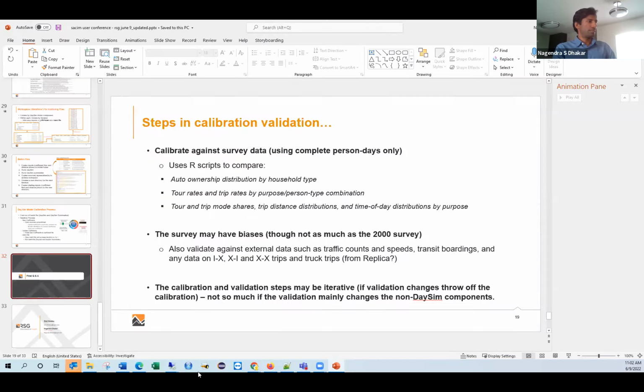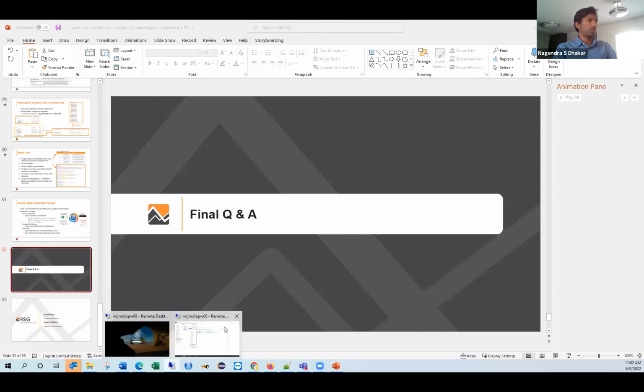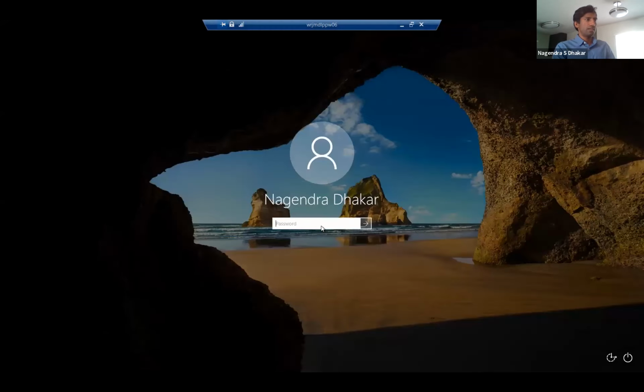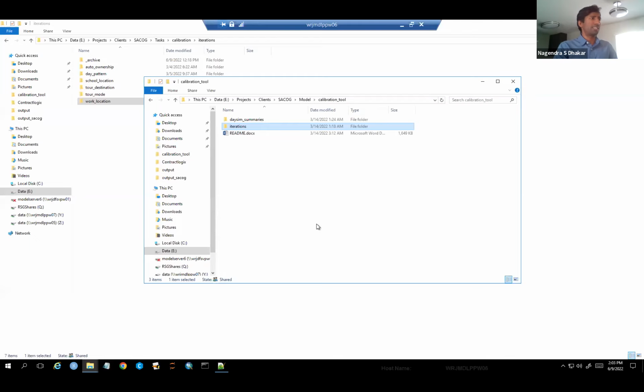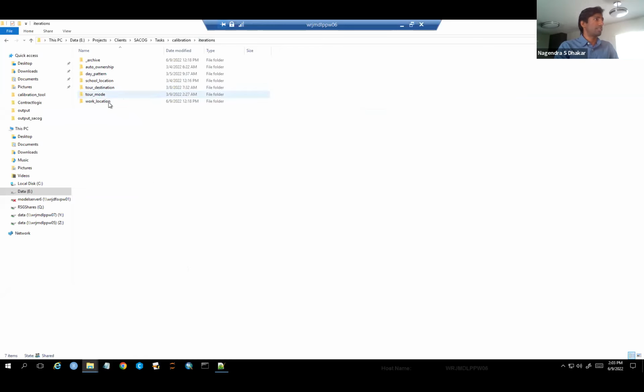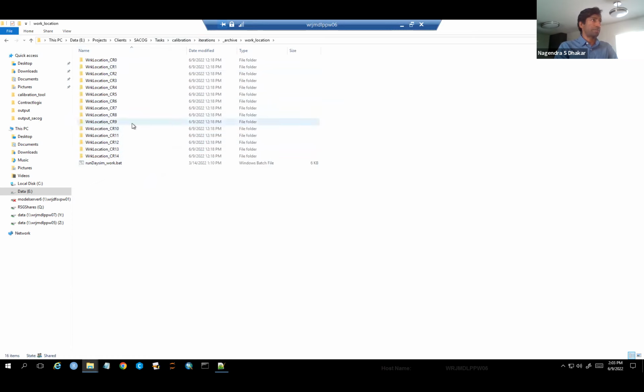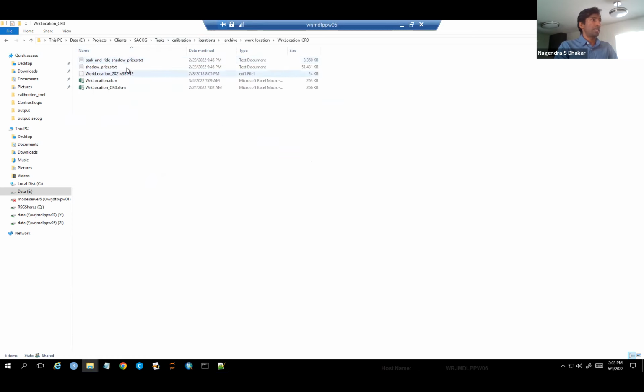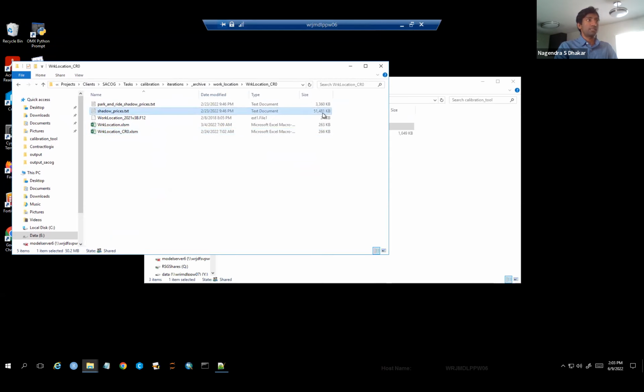So I think I can answer the first question. The archive folder, and let me share my screen. It is not going to take much space. It includes only a few files that are very small in size. For example, I'll show you the work location, and let me show you this where I did all the iteration rounds. So you'll see that under CR0, you have only these few files. One is the spreadsheet, and these are very small in size, except the shadow price, which is 50 MB.